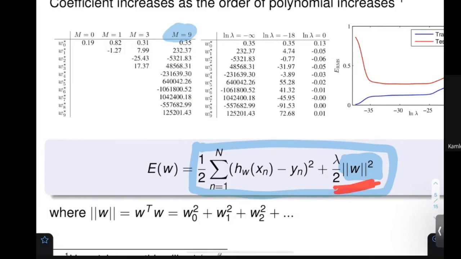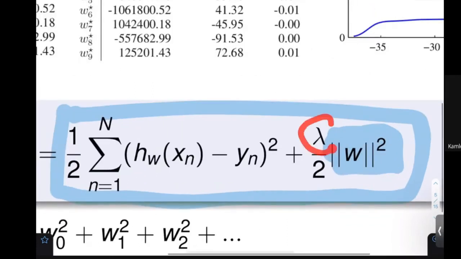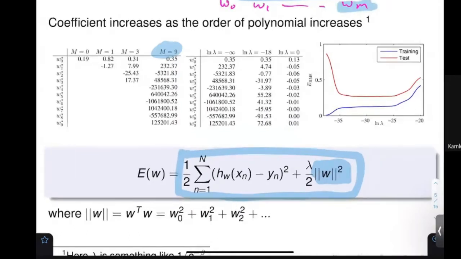Again, to better learn the system, there is one more parameter, which is how much importance you want to give to these W's. This particular parameter you also have to adjust, and maybe with lambda equal to minus infinity, lambda equal to 0.